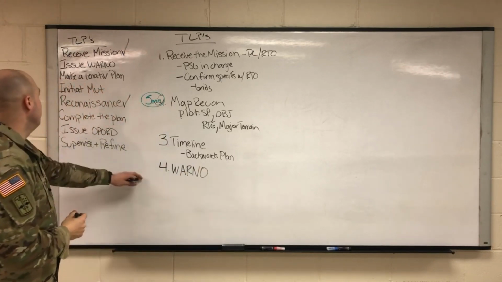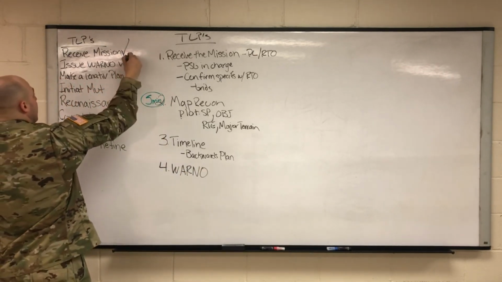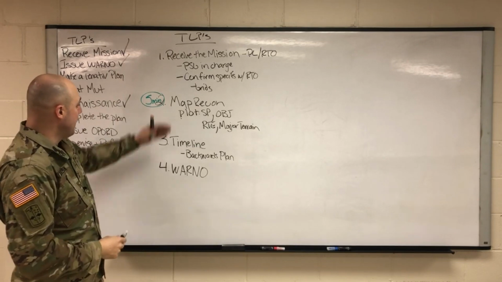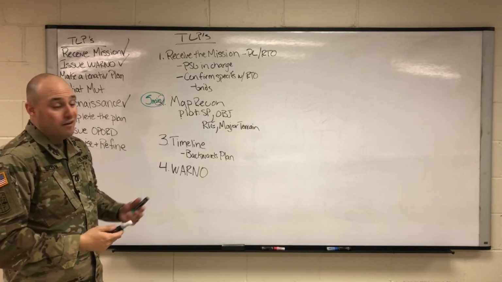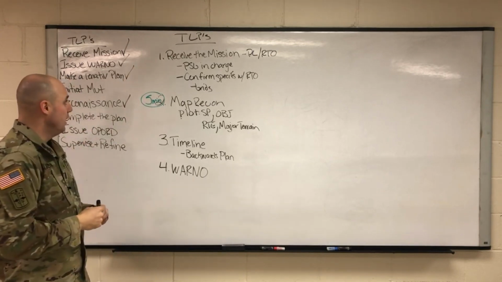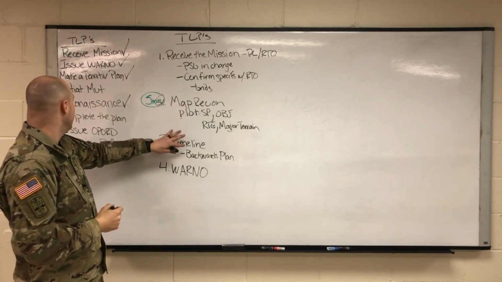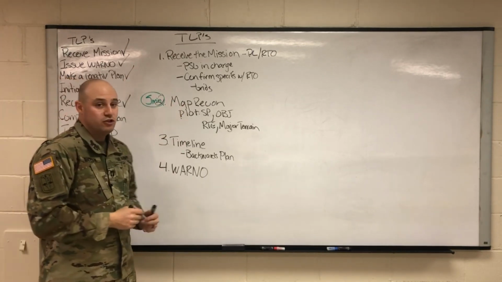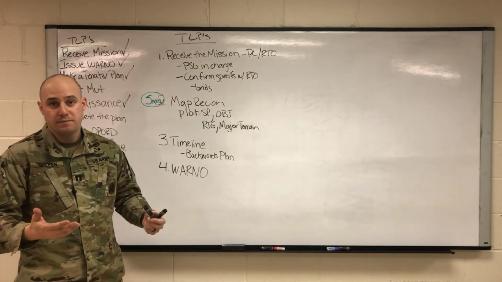Okay, this is when I'm issuing my Warno. And I've kind of started with this map recon and this timeline. I've basically made a tentative plan. So I'm check marking that as well. I'm really making my tentative plan here, okay? And then I'm going to issue that Warno of what that looks like.